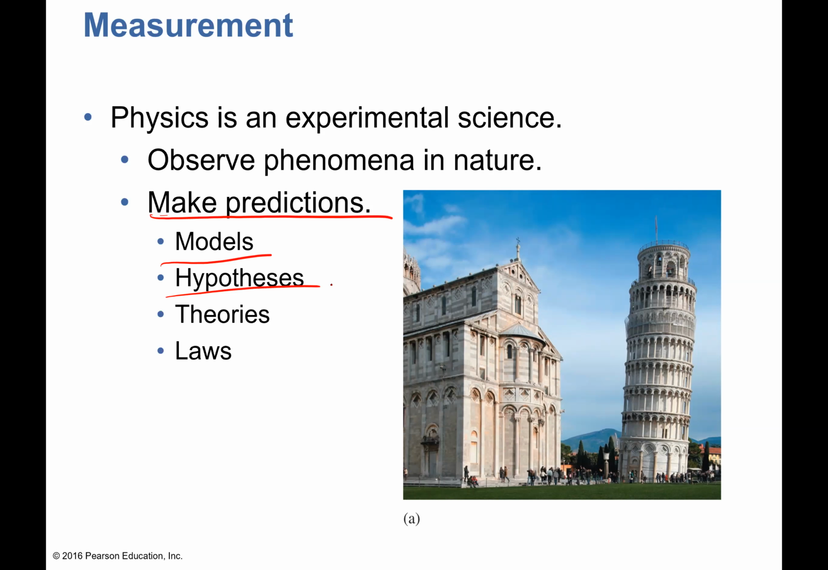And once the experiment gives us the result that we were predicting, then we can treat this as a theory. That means a theory is a hypothesis that has gone through several experimental verifications. All right, so the last one is a law, and physics laws are generally theories that have been verified in many different circumstances.